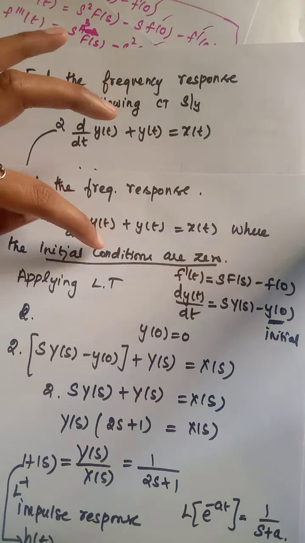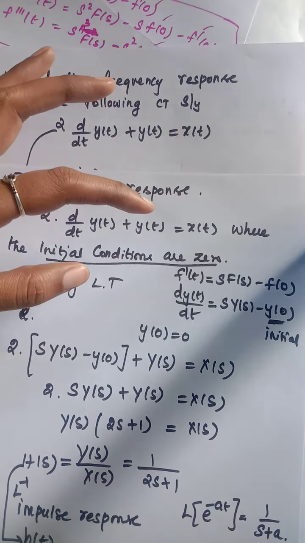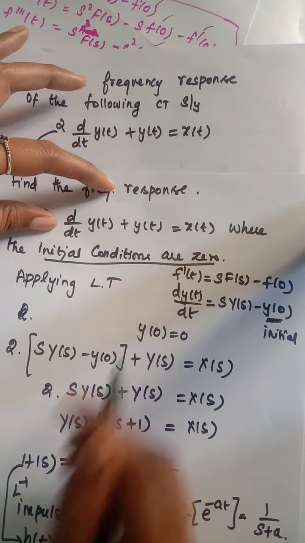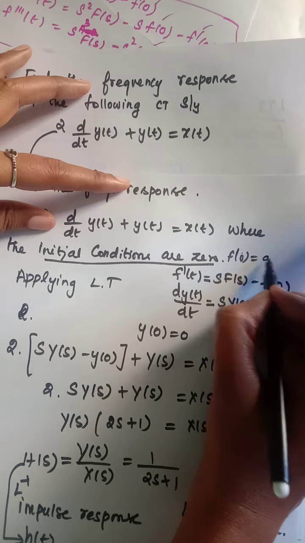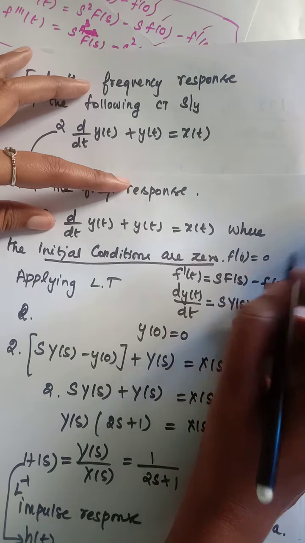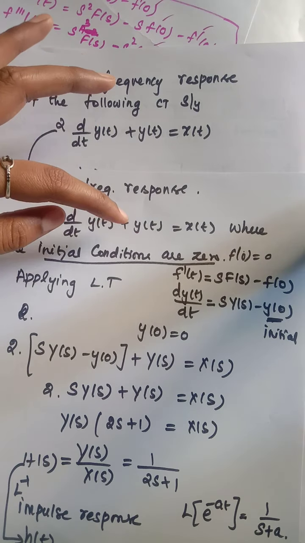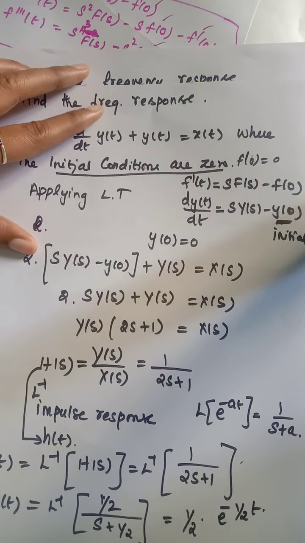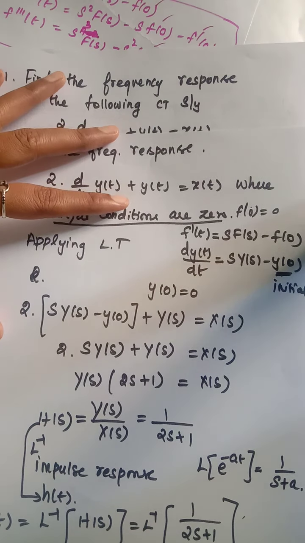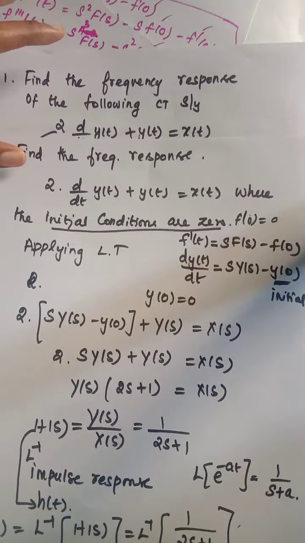If the initial conditions have some values, suppose they have given the initial condition f of 0 is equal to some value, like 1, then in that case we have to use the Laplace transform. In this case the initial conditions are 0, so I have written that. Understood? So this is the procedure to do it with either a Laplace transform or a Fourier transform.